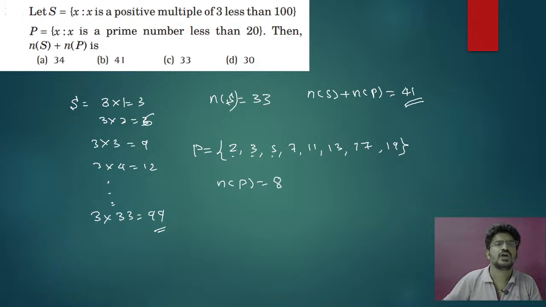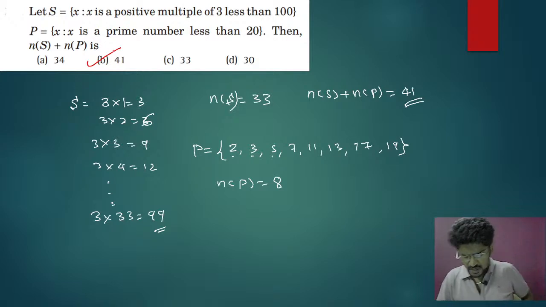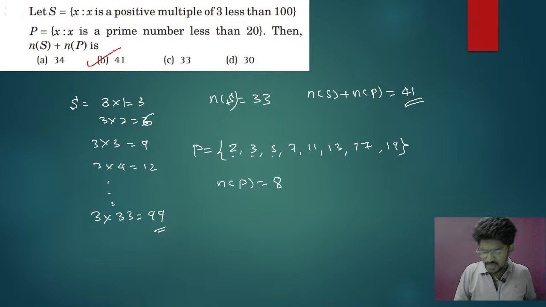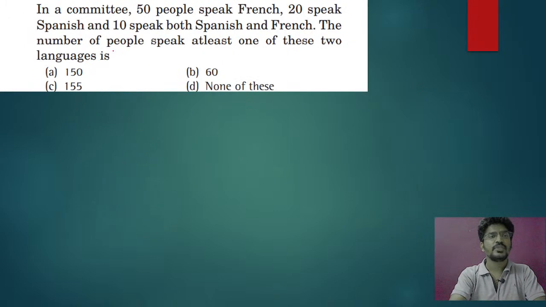Very good. 41 is the correct answer. Many of you have given the right answer. It may be the effect of the test which I took the day before yesterday. Keep it up. Do problems like this. Either you solve it or you use your tricks, but you must get the right answer. 33 plus 8 is equal to 41. Now let us go for the next question.